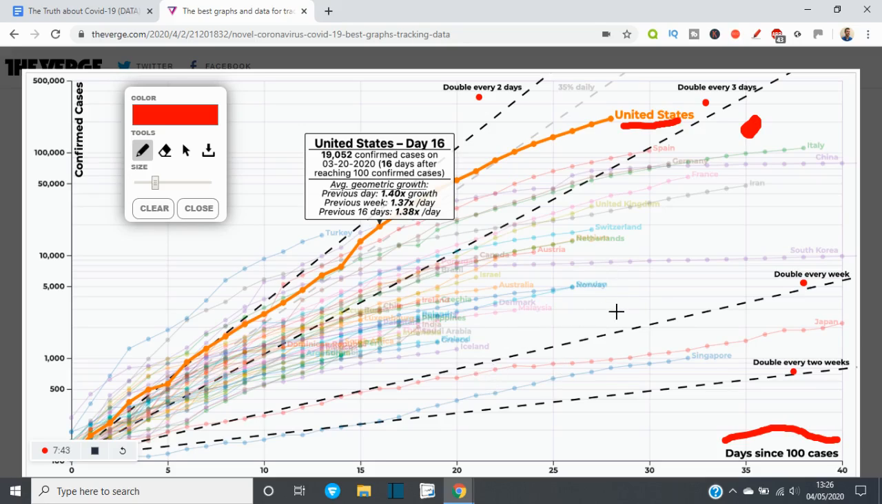There's too much information. And then the last thing I will say about this is there's what I'm calling a complicated blurb somewhere in here. Average geometric growth, previous day 1.40 times growth. Now, you may know what average geometric growth is, you may not, but what does it actually mean in real terms? Would the normal person in the street know what these numbers mean? I don't know.